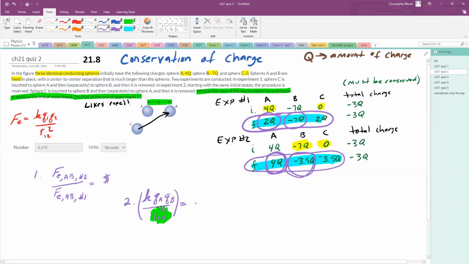So this equals K times QA. And again, I'm still looking at the end of experiment 2. So I'm back to here. So I just backtracked one step. So K QA, here's QA. QA at the end of experiment number 2 is 4Q.